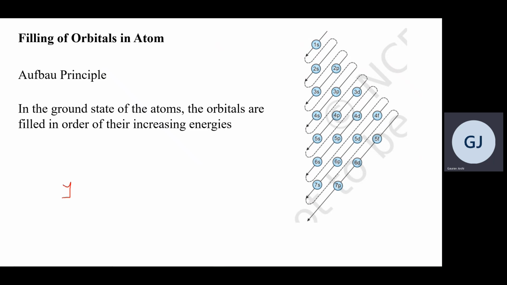Firstly I'm getting 1s. If I move, again I get 2s. Then from 2s I come here and move again to here, I am getting 2p and 3s, so I am writing here 2p and 3s. Now if I come from 3s, I'll be going in this direction until 3p and then 4s, so I'll be writing 3p and 4s. After 4s, what is the thing?